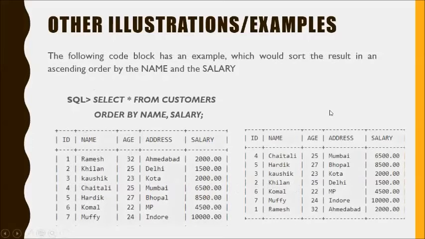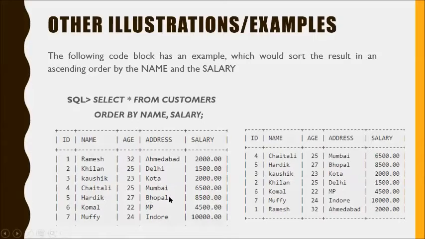So the following code block has an example which would sort the result in ascending order by the name and the salary. So we have here the SQL statement select asterisk from customers order by name and salary. The select asterisk here means that we are going to display all the data or all the fields from the customers table.